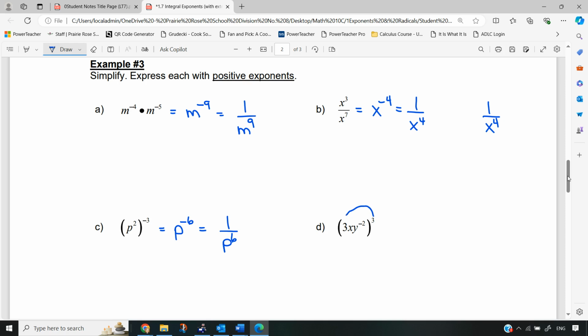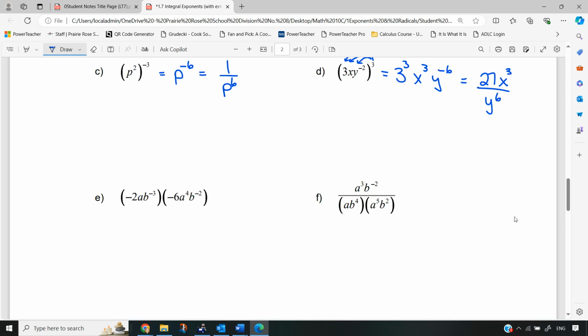For d, we need to distribute. Again, remember that's like having 3 to the 1. So we're going to have 3 cubed times x cubed times y to the negative 6. Looking at my expression, y is the only term that has a negative exponent, so the rest stays put. 3 cubed is 27, x cubed, and then the y is going to move to the denominator.